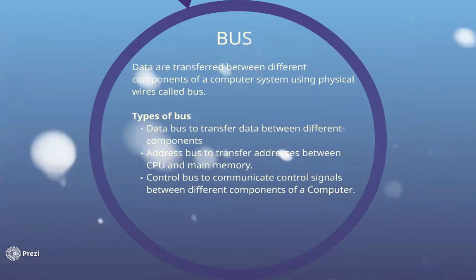So the last part of this chapter, buses. Now, as we said, data is flowing. We are retrieving data from memory. It is getting stored. Data is getting stored from secondary memory to primary memory. The CPU is using it. So how is all that happening? Data is flowing with the help of buses. Data is transferred between different components of a computer system using physical wires called bus.